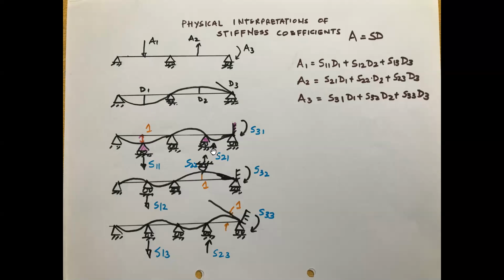The actual force will be S12 times D2 here in this second diagram. And the last quantity of the first equation is S13 times D3, when you are applying a unit rotation and calculating the quantity here, times D3, because D3 is the actual quantity applied. So this is being summed up.